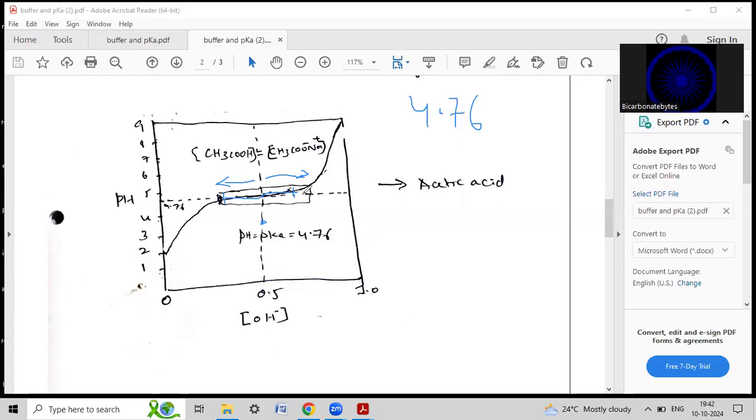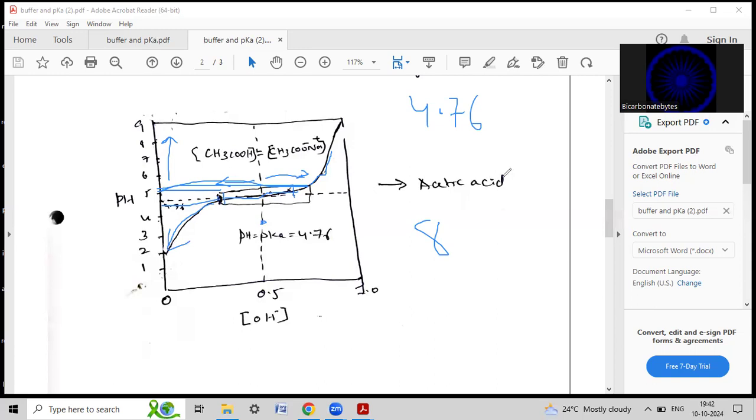So next time when you prepare a buffer, please appreciate that whatever pH you're preparing the buffer for, the pKa or the pKb of the acid or the base should be as close as possible to the pH that you desire. You can't take acetic acid and expect to get a good buffer which works well at pH 8, because beyond the pH of about 5.5, when you add small amounts of base, there will be a drastic change in the pH. It won't resist the change in pH. And below this point, if you add small amounts of acid, the pH will change drastically, and that's the value of pKa.